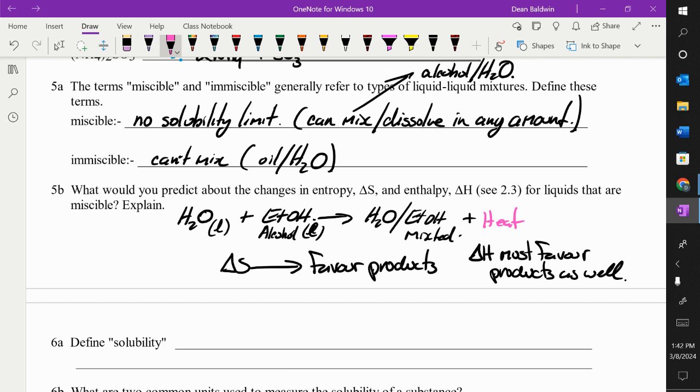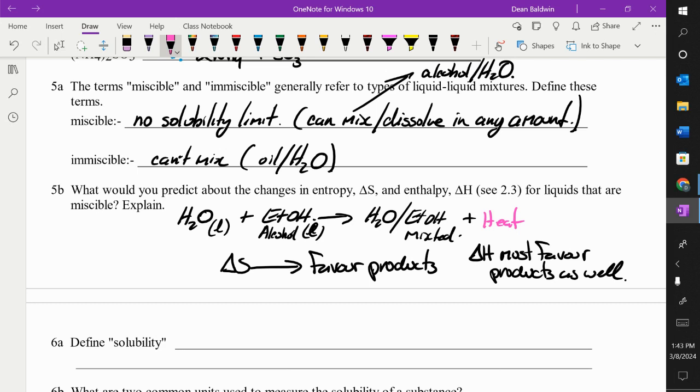Because these are pure. I got pure water, nothing in it, and pure alcohol, nothing in it. If you see the L's, that's pure form. This is them mixed together into a glass. But a mixed form is always more random than a non-mixed form, than a pure substance.